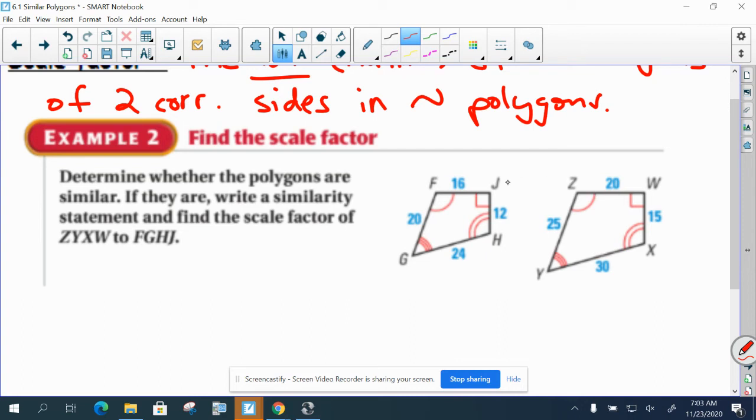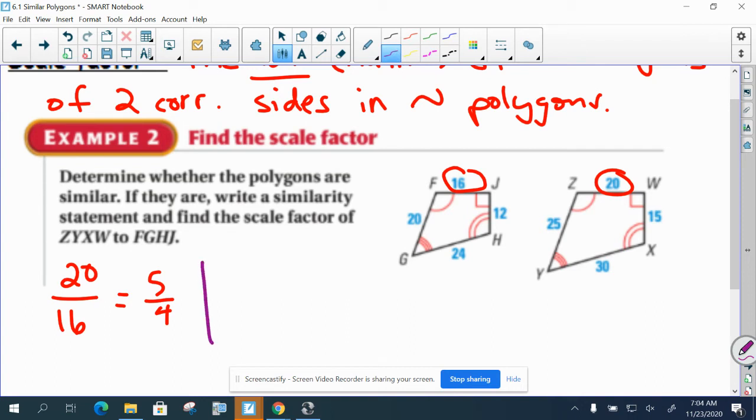So let's check the side lengths based off of the congruent angle marking. I would know that if they were similar, these two sides would be proportional because they're in between the right angle and the one tick mark. So 20 to 16 is equal to 5/4. Okay, so we want to check to see if the other ones are equal to 5/4.